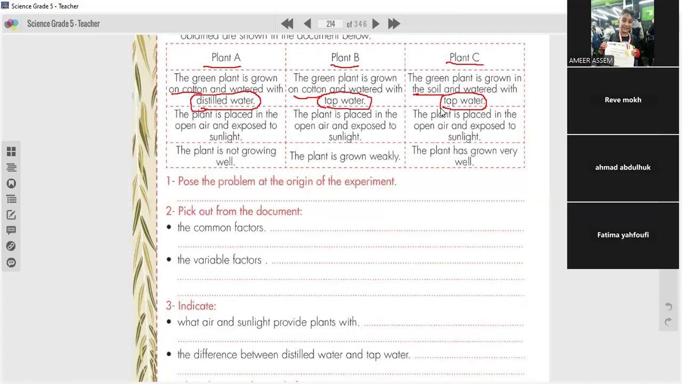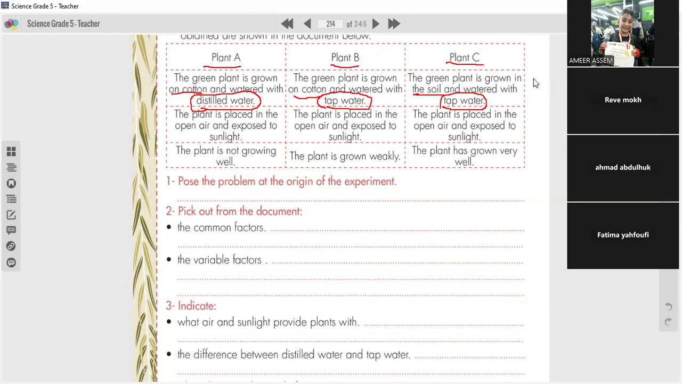Before we discuss together the results, what will happen for plant A, plant B, and plant C? As students, you have to think very well. You have to organize what you read. So plant A, you put it in cotton. Plant B also you put it in cotton, while plant C you put it in the soil. Here you are putting distilled water, I mean water with no mineral salts. Here tap water, here tap water. Okay.